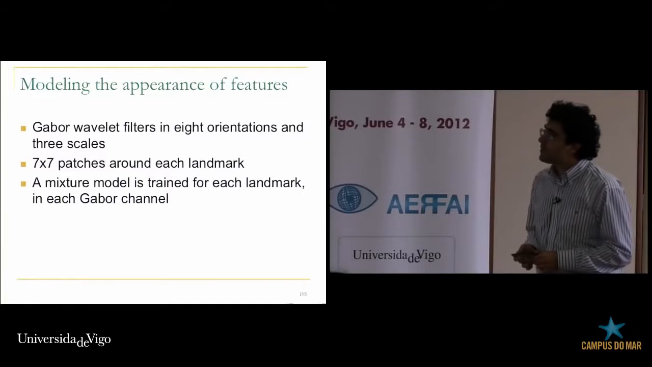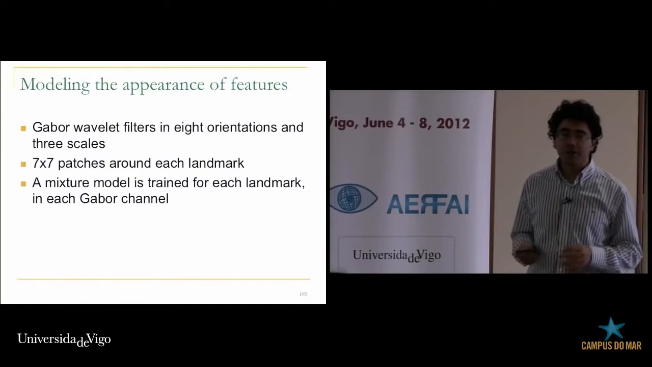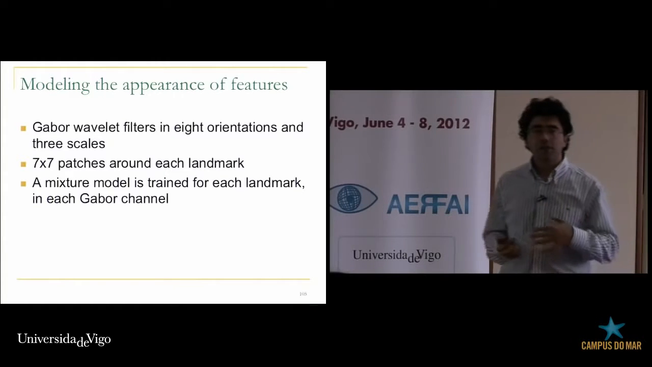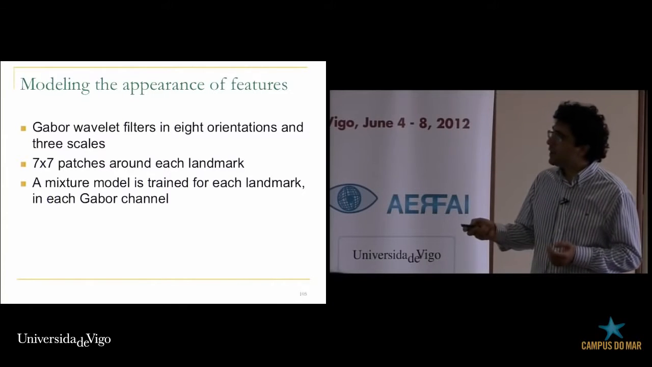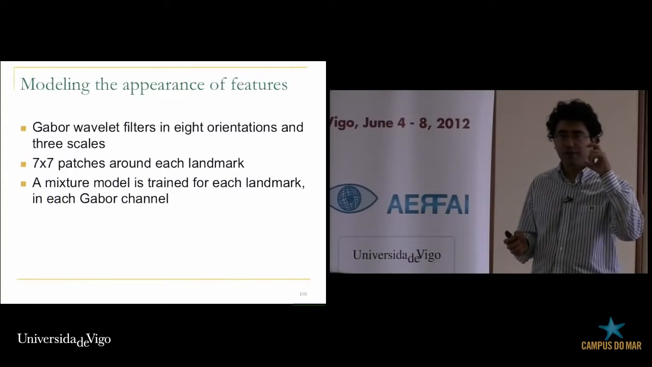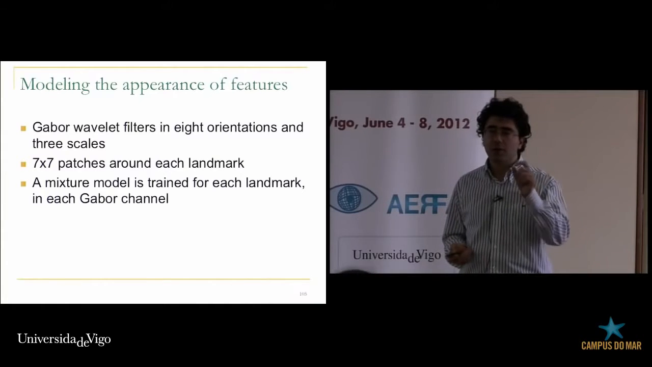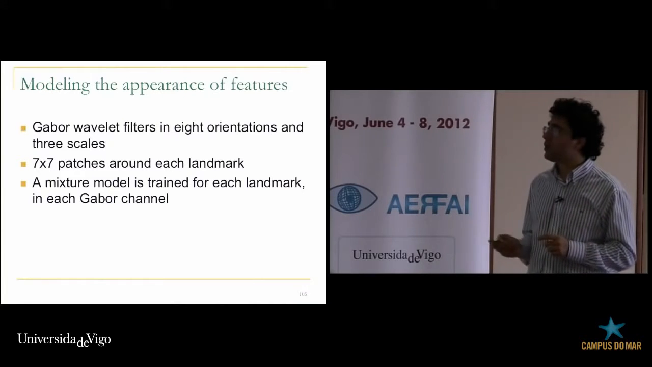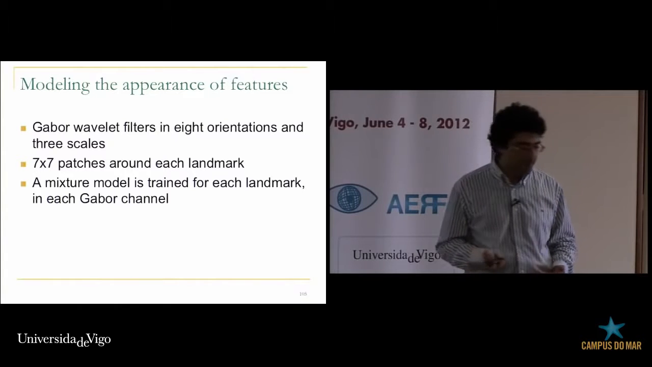What we did was we used Gabor wavelet filters in 8 orientations and 3 scales for the landmarking problem. Gabor wavelets are really useful for emphasizing the facial information, as I said. We took 7 by 7 pixel patches around each landmark, so that means 49 features per Gabor channel. And then we trained a mixture model for each landmark, so the appearance was statistically modeled.